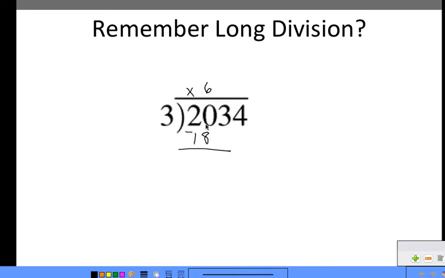And then we would subtract this. 20 minus 18 is 2. We'd bring down the 3, so 3 goes into 23 7 times without going over. 7 times 3 is 21. Subtract, 2, bring down the 4, and 3 goes into 24 8 times. So our answer would be 678.